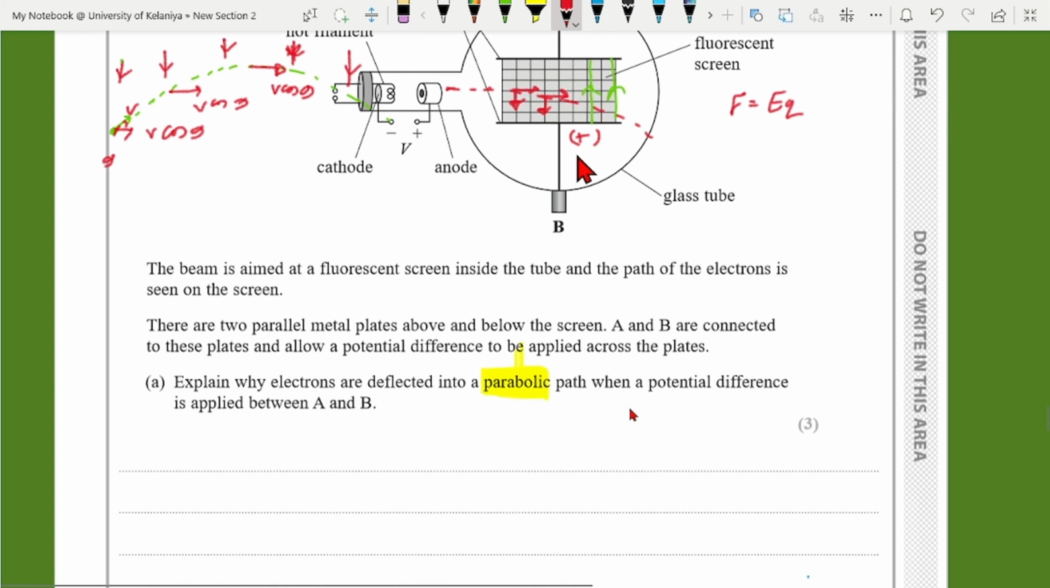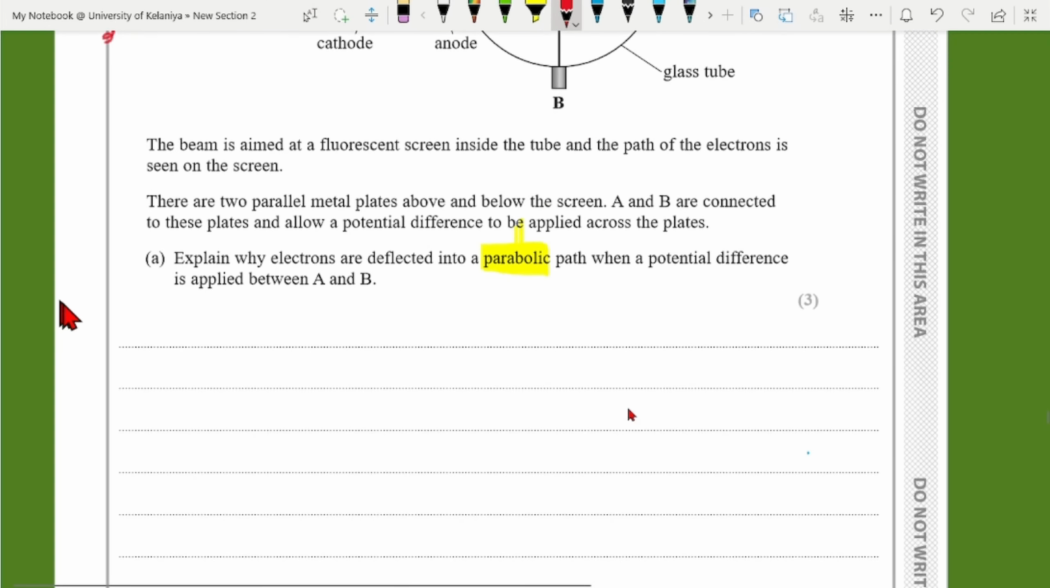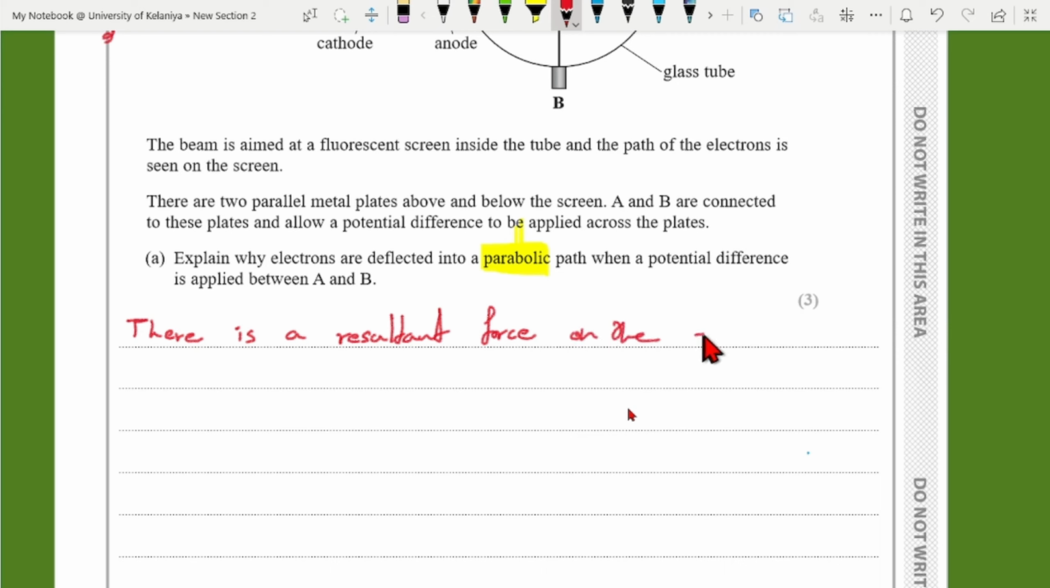So I'm going to write this one. There is a resultant force on the electrons along the vertical direction.